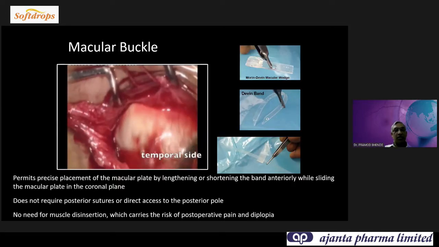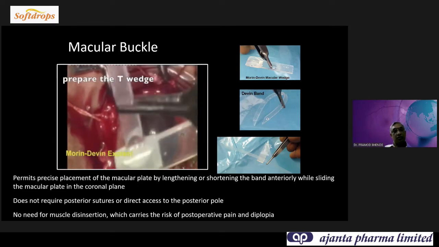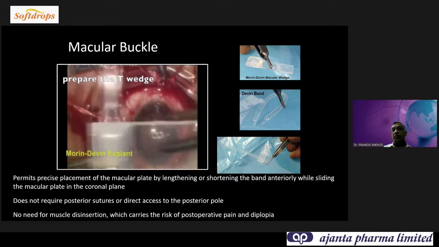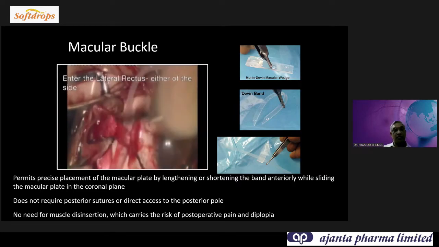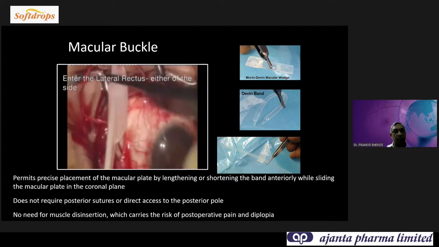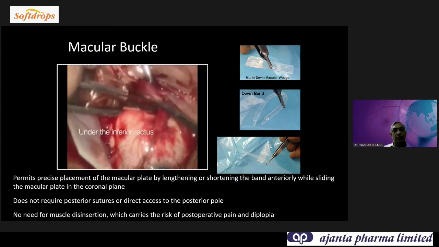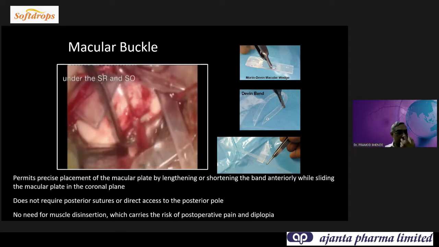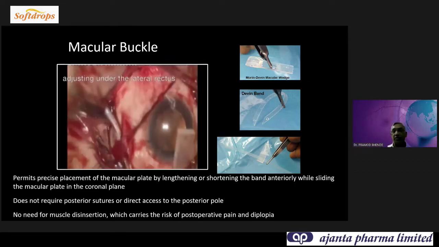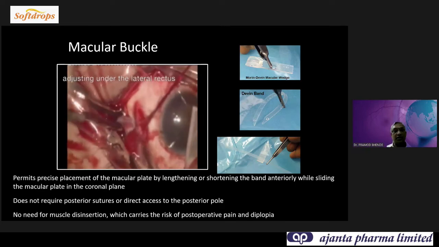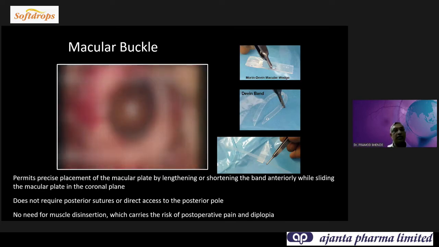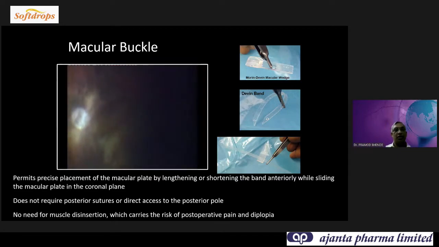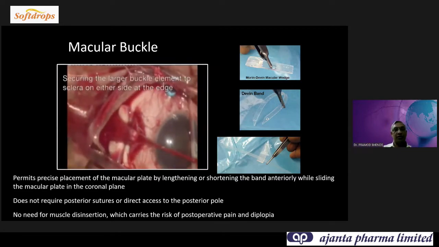This is a video showing how we do the macular buckle. Basically, temporal, usually we open a 360-degree conjunctival peritomy. We use the Ms. Davis T-shaped buckle. So the macular plate, as you see, goes under the fovea, and it is pushed under the lateral rectus, and the two arms of the T are pushed under the inferior rectus and superior rectus.